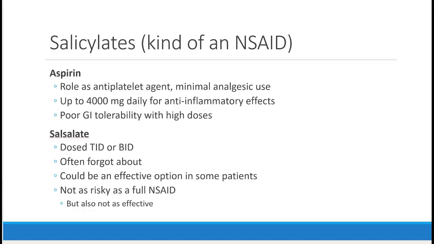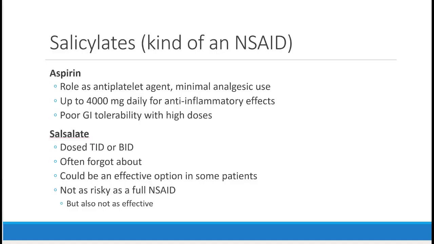Salicylates, I put here, they're kind of an NSAID. Aspirin is the salicylate probably everyone's heard of. It has a role as an antiplatelet agent, but really no one is using this for analgesic use. The reason is you have to take pretty high doses of aspirin to get any pain relief, and it causes pretty bad dyspepsia at high doses, so generally we aren't using it for pain.